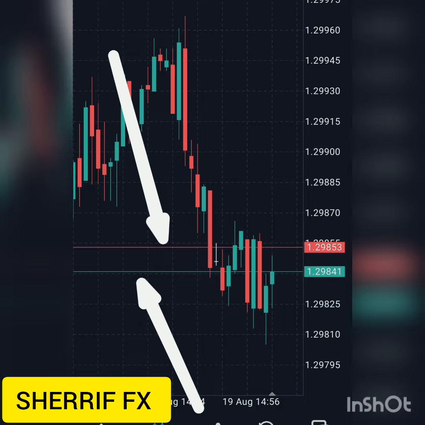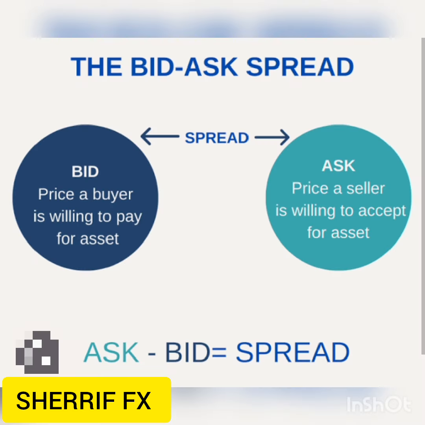The difference between your own price, 45,000 naira, that you are asking him to sell at, and his own price, which is 50,000 naira, is 5,000. That is called the spread. So the difference between the bid price and ask price is called a spread.